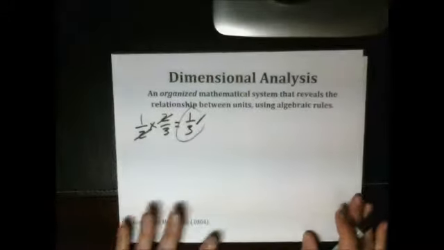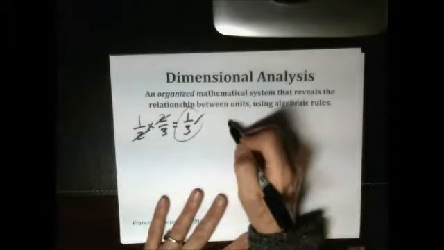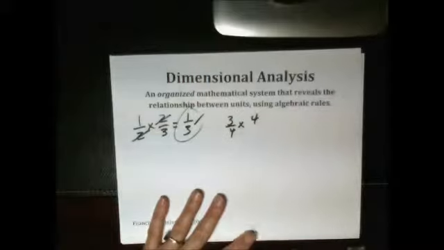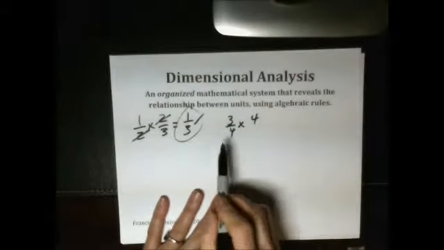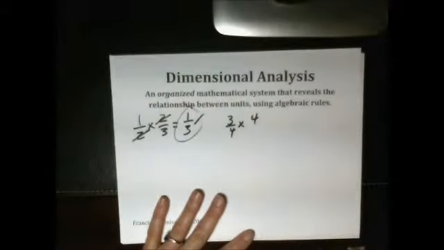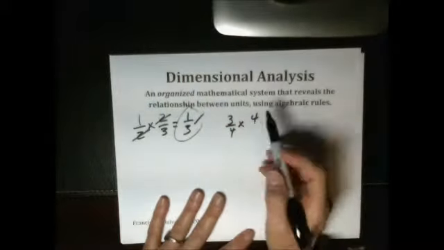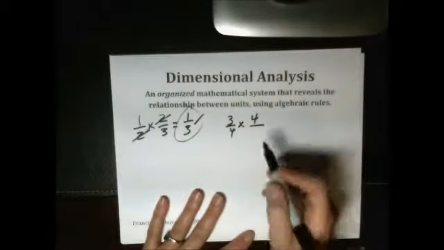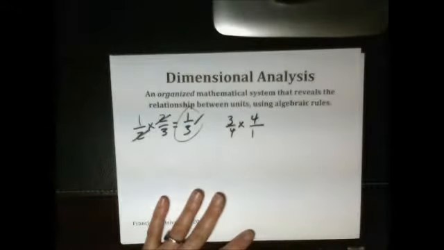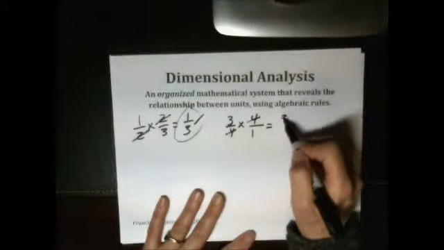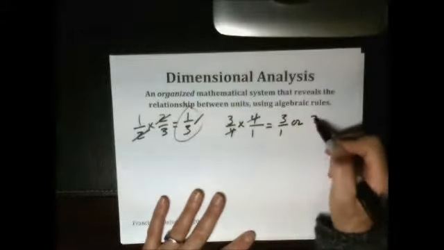Let's look at another example of canceling like units. 3/4 times a whole number. We're going to multiply a fraction by a whole number. And remember that to multiply a fraction with a whole number, all we need to do to make the whole number into a fraction is put it over 1. We are going to cancel like units, which gives us 3/1, or 3.